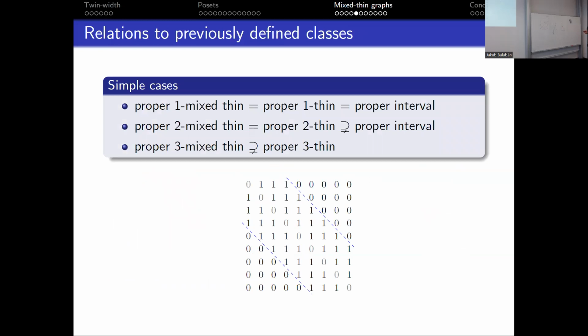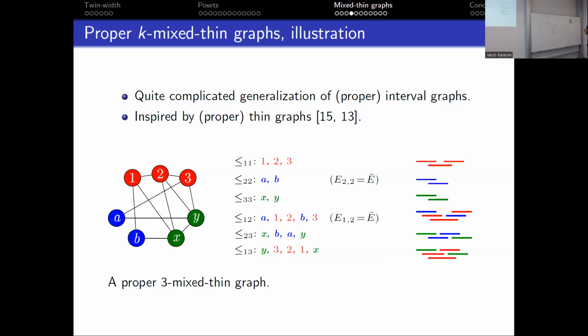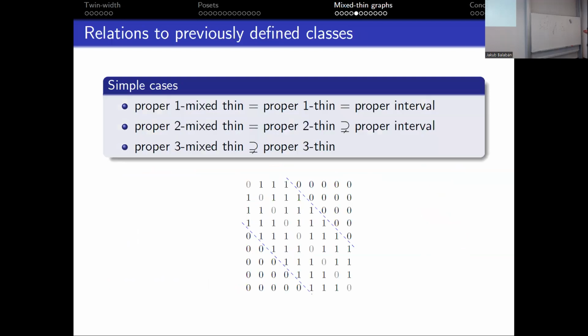Some examples. I didn't mention it, but why should we call it a k-mixed-in graph? It's a further generalization of thin graphs. Without the word mixed, it means that all these orderings are just sub-orderings of some global ordering. So that's the thin graphs. If you see it somewhere without the word mixed, then it means this.